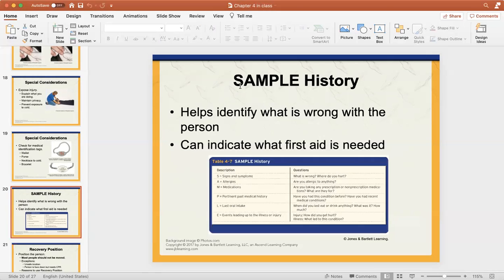So if we go to S, obviously we're using this acronym SAMPLE here. It stands for signs and symptoms. So what is wrong? Where does it hurt? You're going to be asking this individual so you know how to go about this.